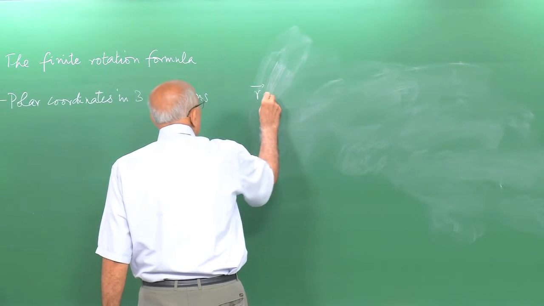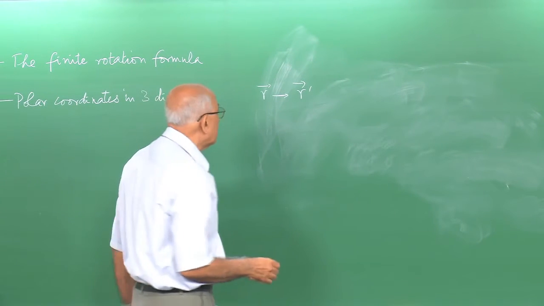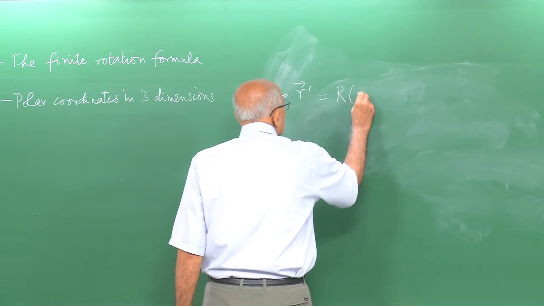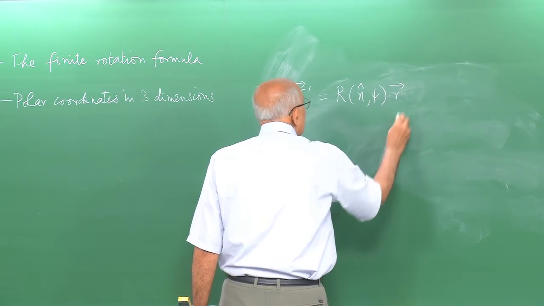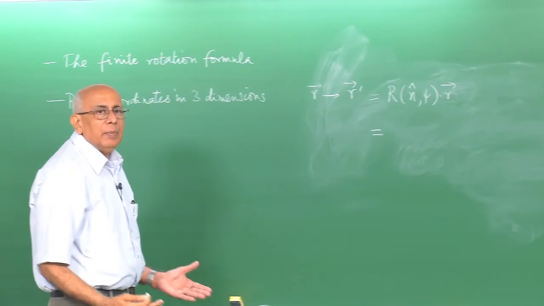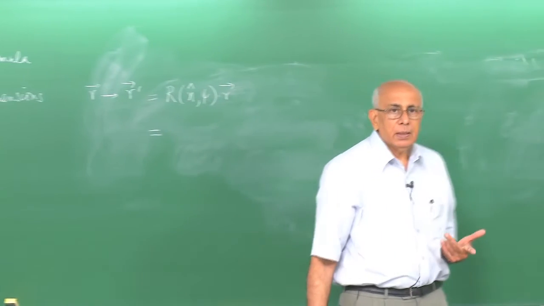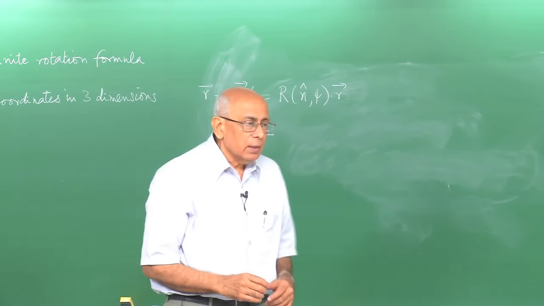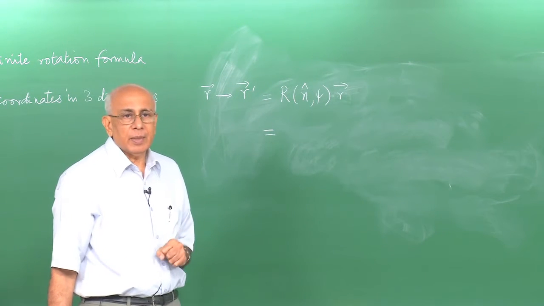So R goes to R prime, any point with coordinates R goes to R prime, which is R specified by n and psi acting on R, equal to. Now what can it possibly be equal to? Well, we know that the origin is left unchanged. So if R is 0, namely the components of R are 0, 0 and 0, then R prime must also be 0. A rotation is a linear transformation.